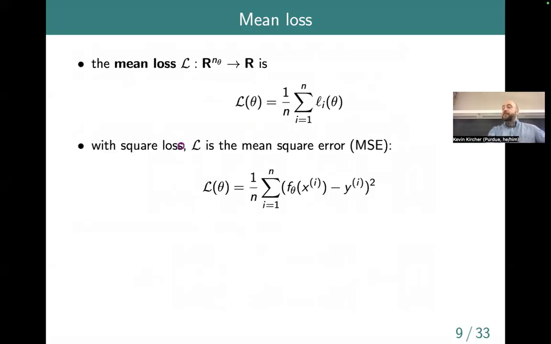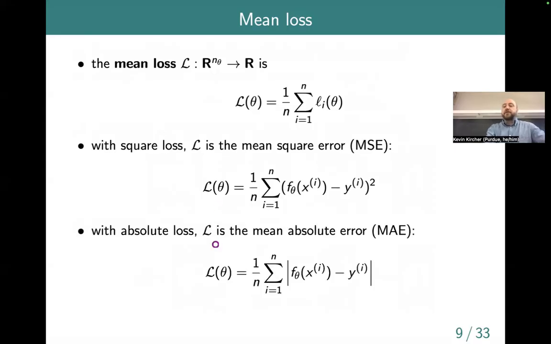This will have a different number for different values of the parameter vector theta. Depending on what we chose for the loss function, we get different interpretations of the mean loss. If we choose the square loss function, then L, the mean loss, is interpreted as the mean squared error. Here, the error is the difference between our prediction and the target. We square it, and then we take the average of all those squares. So this is the MSE, the mean squared error. And if we choose the absolute loss, then the mean loss is the mean absolute error. This is our error again, take the absolute value and average it over the data set.